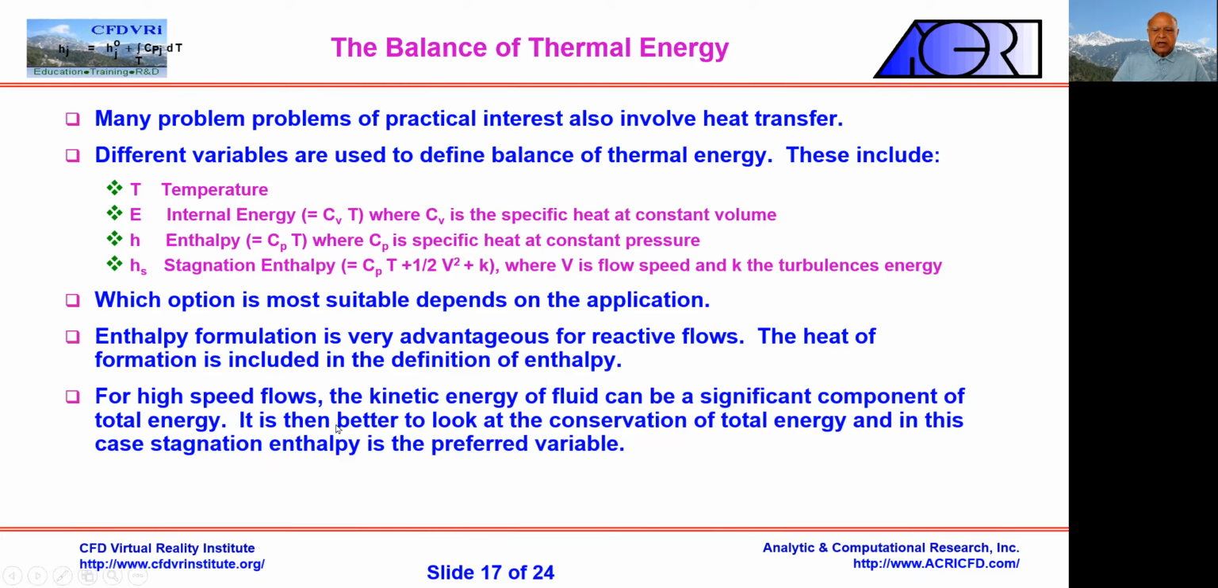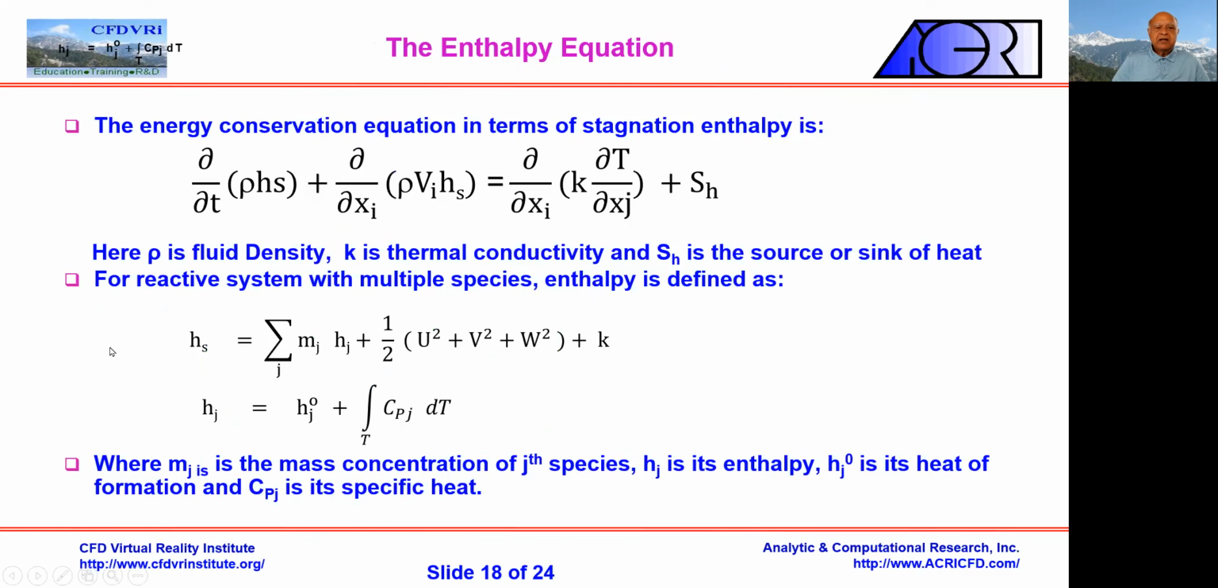When you come to high-speed flow, the kinetic energy can be significant. And so it's better to look at the conservation of total energy, where one energy form, the kinetic energy, can move to thermal and thermal to kinetic through dissipation terms. So the enthalpy equation in terms of stagnation enthalpy is this one. This should be sub S. Basically, it's the convective term as before. This is the diffusive term, and this is the source.